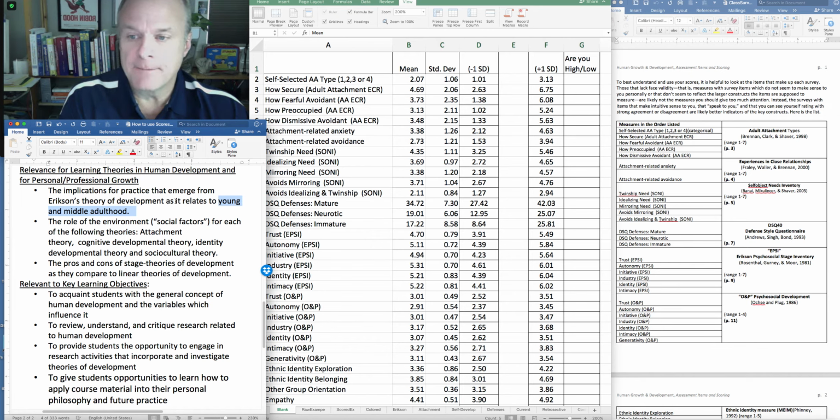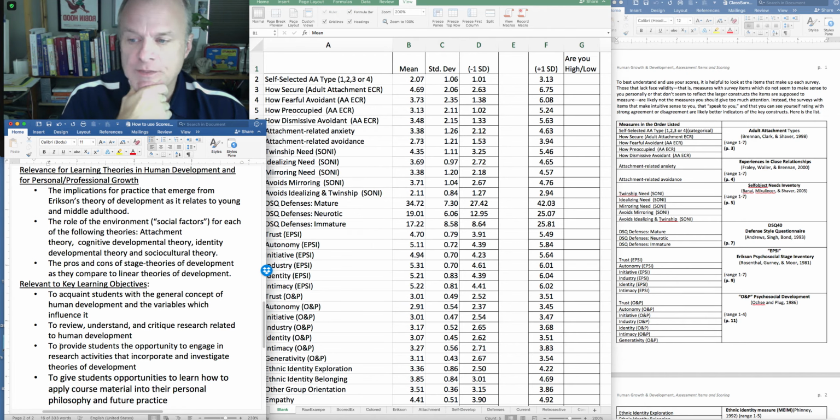So here are some of the key objectives you'll see in your course that are tied to what accrediting bodies want to make sure you have covered in this class. One of those is to give opportunities for students to learn how to apply course material to their personal philosophy and future practice. That really is the benefit, or the real intention, of this activity and of sharing this data with you all.